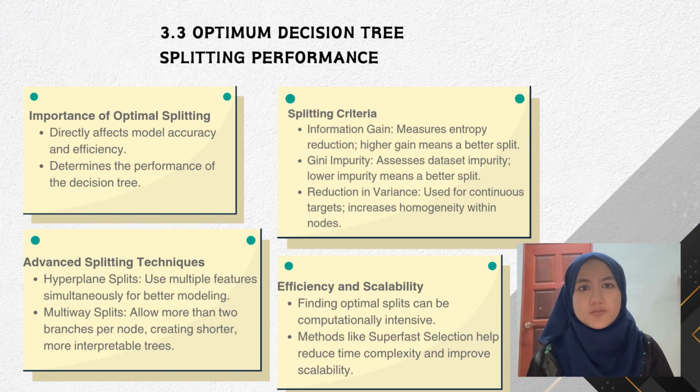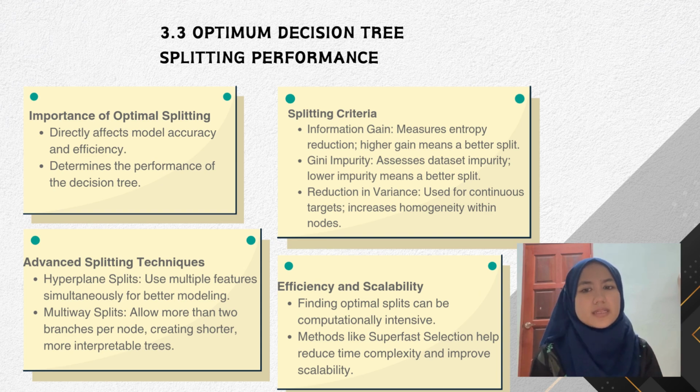Optimum decision tree splitting performance. The importance of optimal splitting directly affects model accuracy and efficiency. It determines the performance of the decision tree. Next, splitting criteria: information gain measures entropy reduction, higher gain means a better split. Gini impurity measures dataset impurity, lower impurity means a better split. Reduction in variance, used for continuous targets, increases homogeneity within nodes.